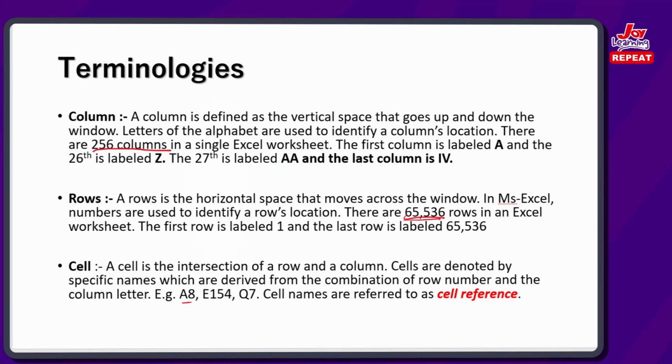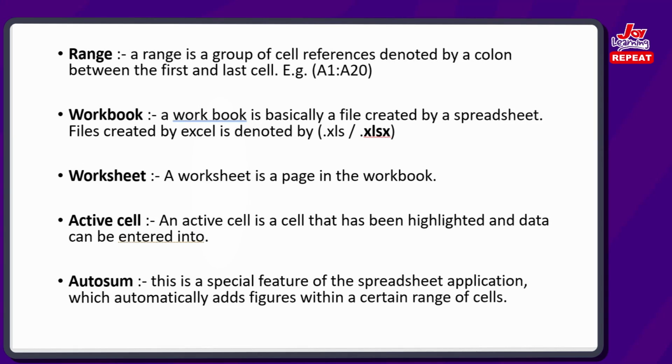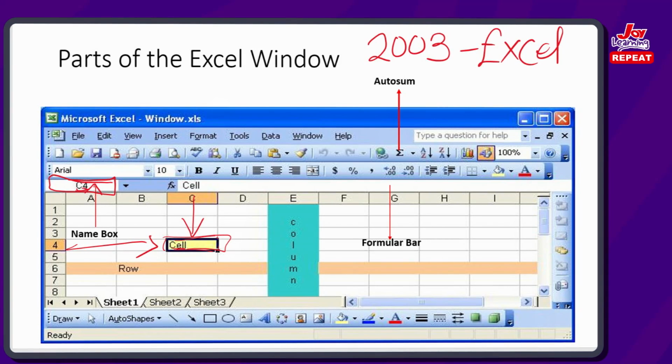So let's go back. Now, let's look at what we call a range. A range is a group of cells or cell references denoted by a colon between the first cell and the last cell. In this picture, we can say that from E1 to E8 is what we call a range. Where we have E1 to E8 is called the range.